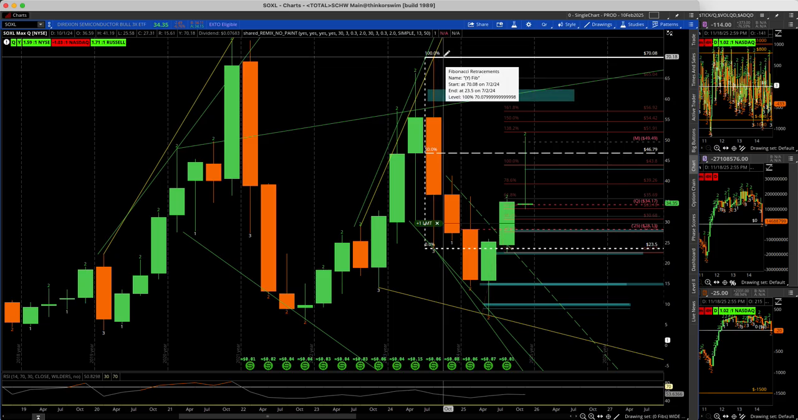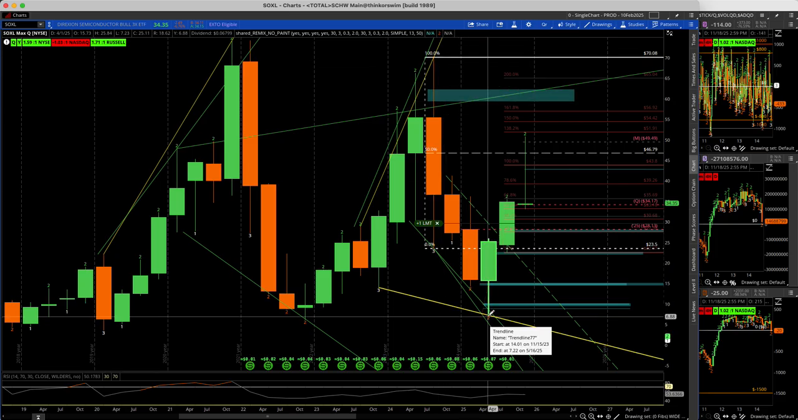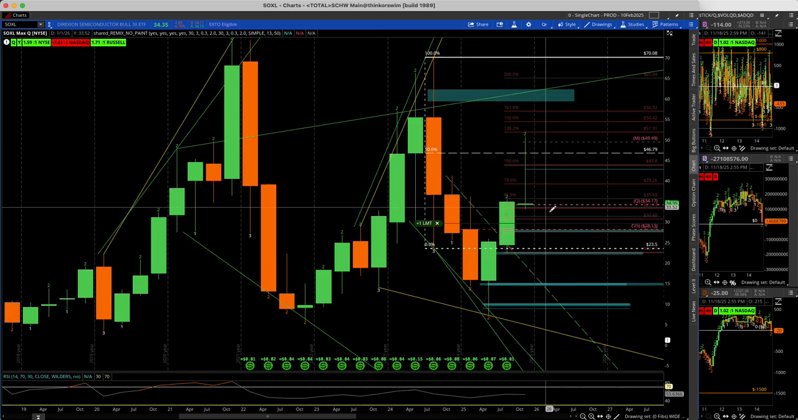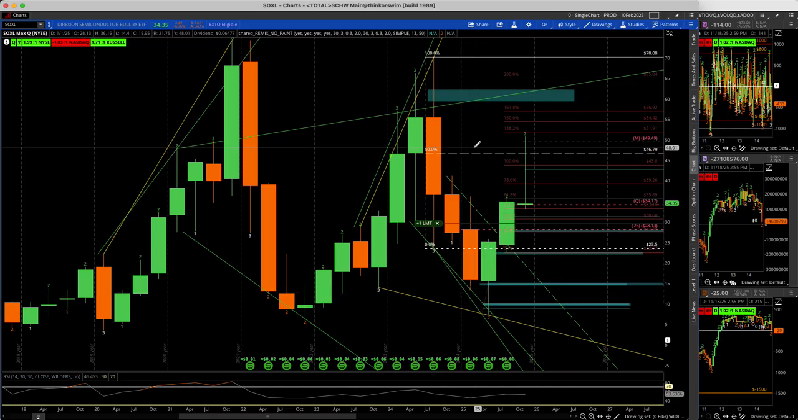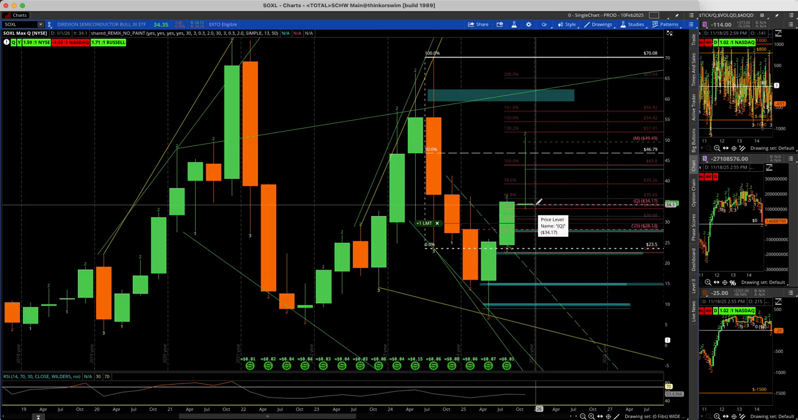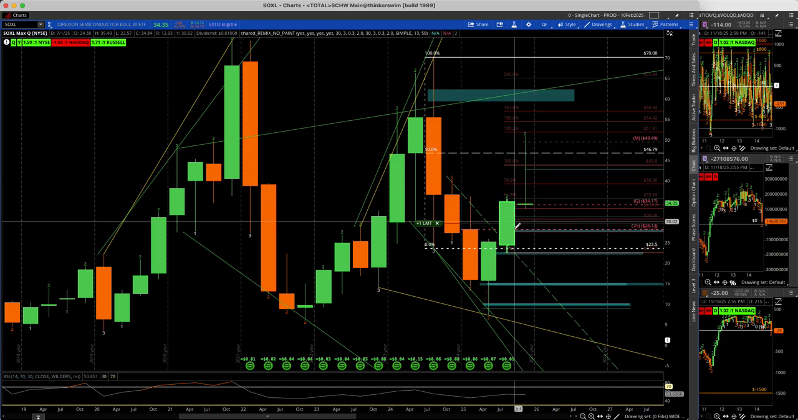So we have a high here. We've already made a lower low. Now, if we make a lower high, that starts a downtrend on the quarter perspective. So again, we haven't broken down yet, and we've still got a month and a half left in the quarter. So nothing to panic about here.